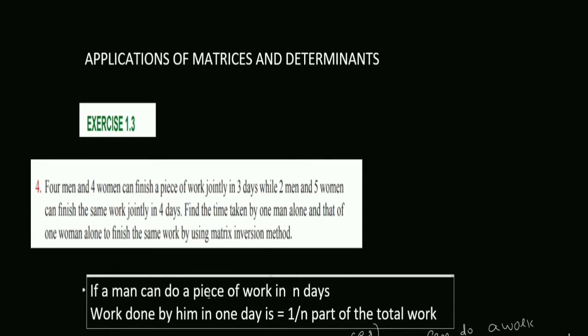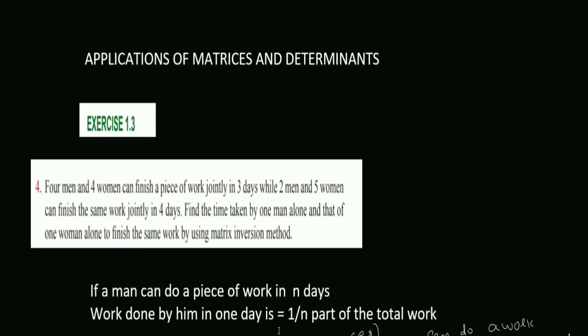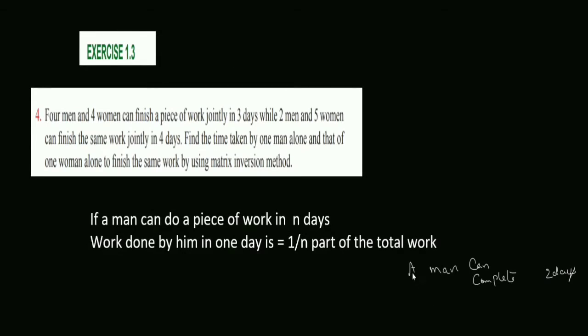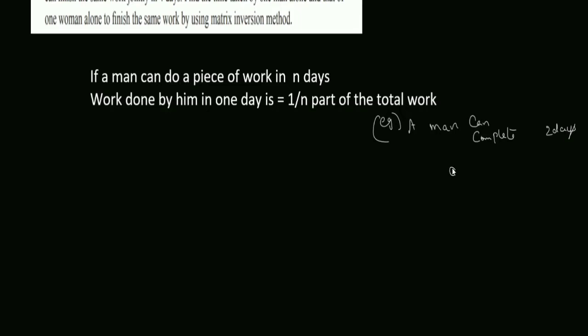If a man can do a piece of work in n days, work done by him in 1 day is 1 by n part of the work. So a man can complete a work in 2 days. Okay, this is an example. So in 1 day, he can complete how much work? In 1 day, he can complete 1 by 2 of the work, half the work. He can complete the full work in 2 days. So in 1 day, he can complete half the work. So that concept you are using here.